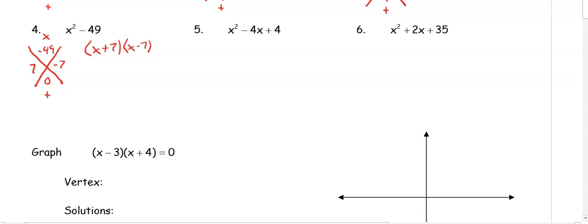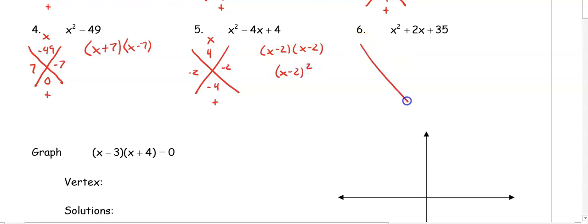Number 5, we have x squared minus 4x plus 4. So we want two numbers that multiply to +4 and add to -4. So we want two negative numbers again. So two numbers that multiply to 4 are 2 and 2. To get to -4, they both need to be negative. So we have x minus 2 times x minus 2. If it's ever the same factor, you can always write it as x minus 2 squared.